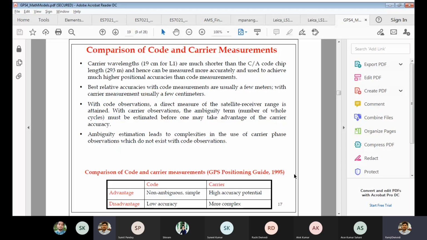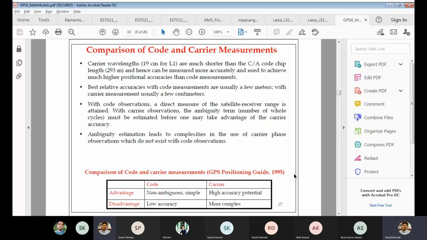With code observation, a direct measure of the satellite receiver range is attained. With carrier observation, the ambiguity term must be estimated before anyone may take advantage of the carrier accuracy. That means, the importance of the third line is that, while performing carrier phase measurement, although you do not know what the receiver is doing inside, please remember that the carrier phase measurement can only be taken advantage of when you have resolved the ambiguity. And ambiguity resolution is a very popular approach in the GPS technique, that within a few seconds your ambiguity would be resolved.